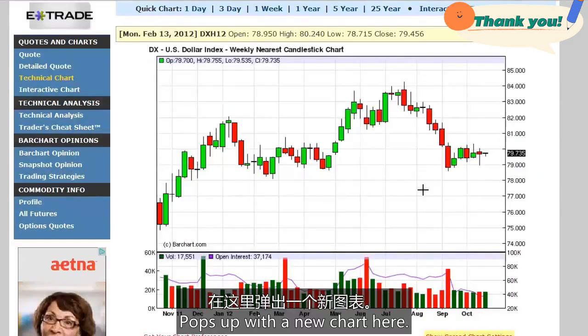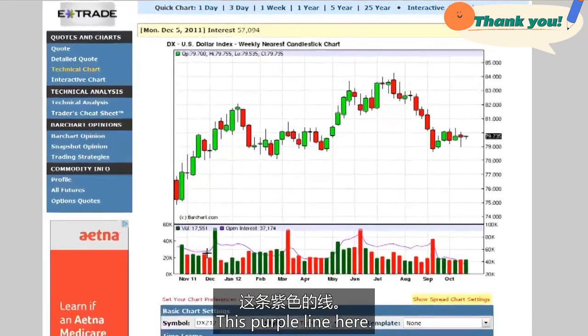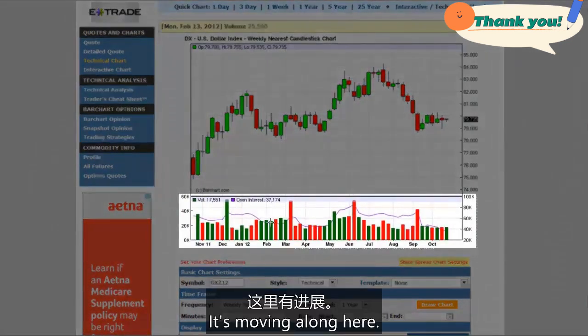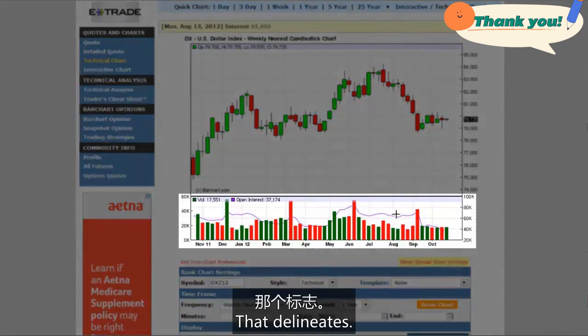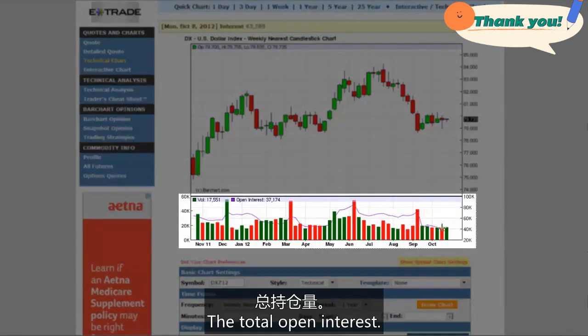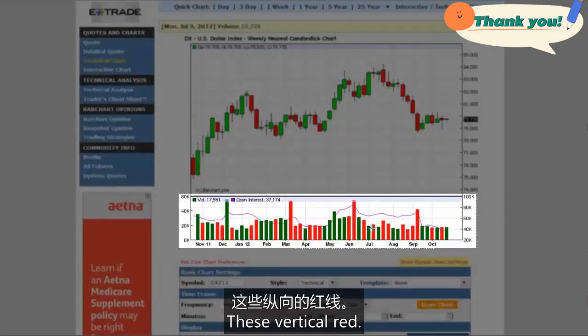Okay, and a window pops up with a new chart here. This is a weekly chart using weekly range highs and lows derived from the nearest contract month of the US dollar index. If you look at the bottom here, this purple line that's snaking up and down delineates the total open interest for the dollar index. And obviously it goes without saying these vertical red and green lines are volume.